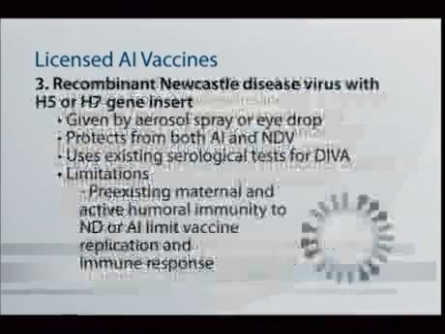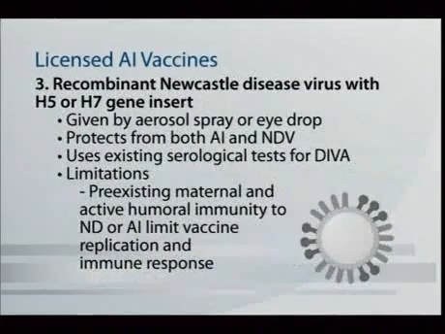its use. The Newcastle recombinant vaccines have some advantages. They can be given by aerosol spray or in the eye drop, which means you can do mass immunization and lower the cost of the immunization process. The vaccine also protects against avian influenza, for which the gene insert is either H5 or H7, depending on which gene was put in, and it can provide protection against Newcastle disease virus, which is very common around much of the developing world.